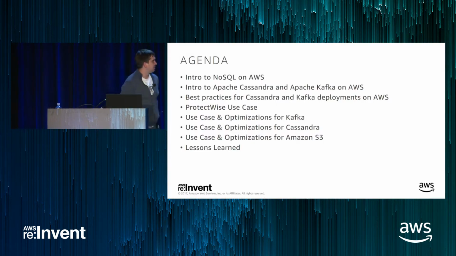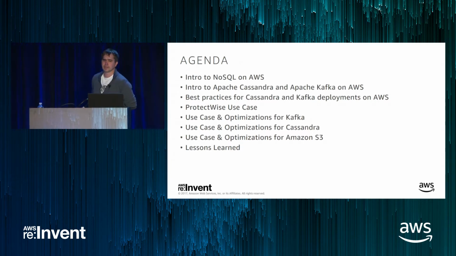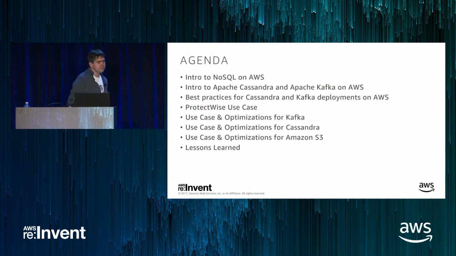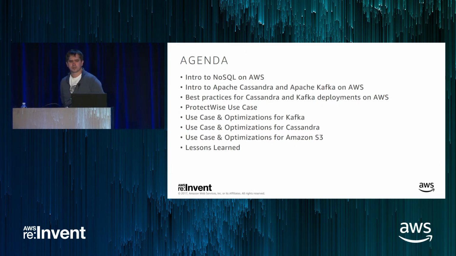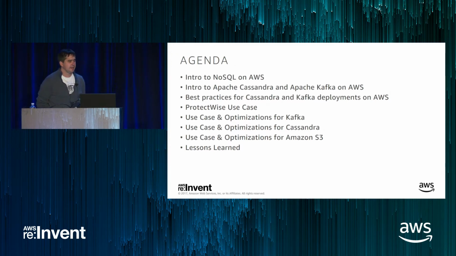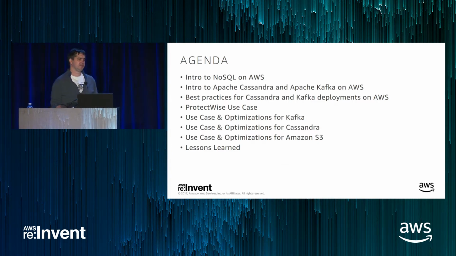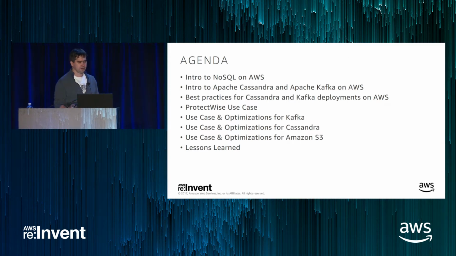Today we're going to have a pretty busy agenda. We're going to have an intro to NoSQL on AWS. We're going to discuss how Cassandra and Kafka work. We're going to cover some best practices for these types of workloads on AWS. And of course, we're going to go through the ProtectWise use case for Kafka, Cassandra, S3, and some specific optimizations they made on AWS. And of course, we're going to have some lessons learned.